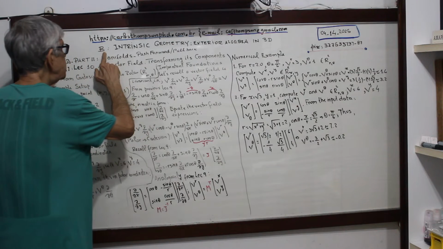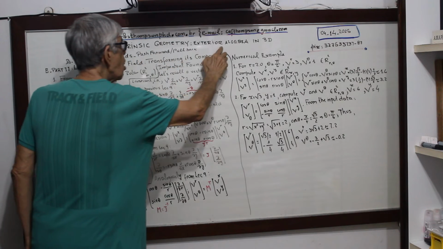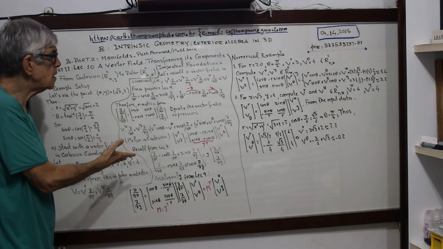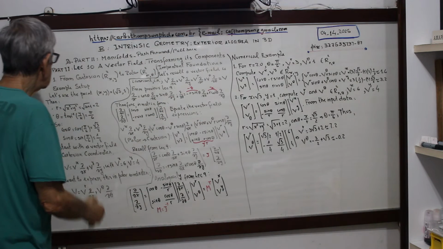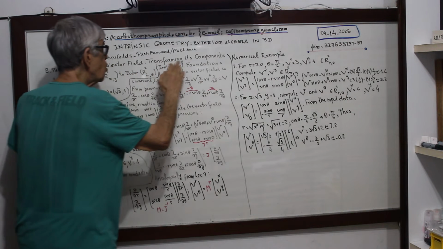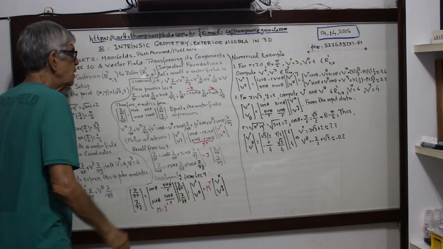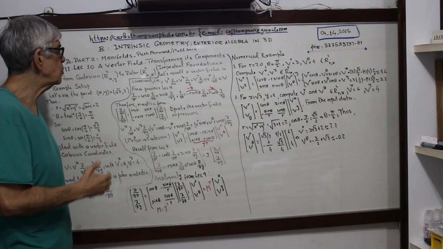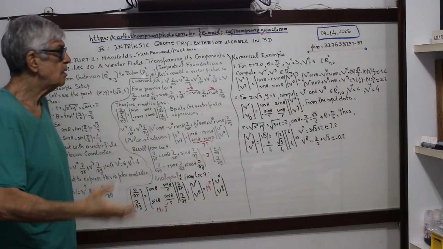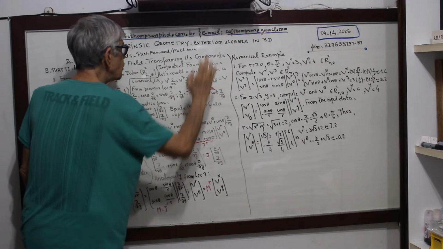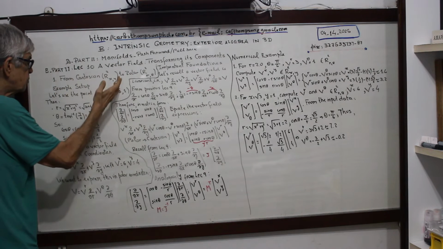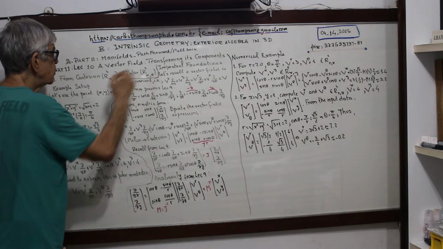Now, item B, intrinsic geometry, exterior algebra in 3D. In this case here is a 2-dimension. Now, B part 2, lecture 10, a vector field. Transform its components. Previous videos showed transforming its basis. Now, transform its components. Now, 1. From Cartesian space to the polar space.